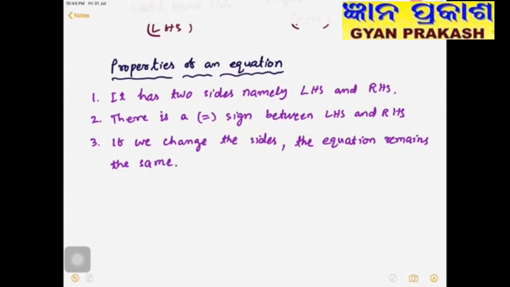Now let us see some properties of an equation. First property is it has two sides, namely LHS and RHS, that we have already discussed. Number two, there is an equality sign between LHS and RHS. And number three is very important. If we change the sides, the equation remains the same. That means if I write 2x minus 5 equal to 34, that means 34 equal to 2x minus 5. We can change the sides and the equation will remain the same.